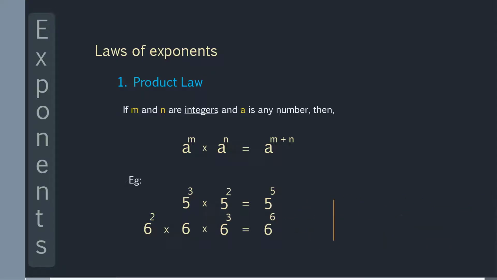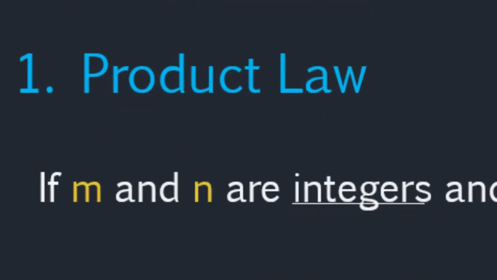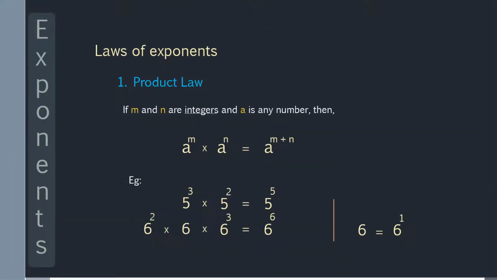6 square into 6 raised to 3 is equal to 6 raised to 6. Remember, 6 is the same as 6 raised to 1. Any number raised to 1 is the same as the number itself. In the definition, why do we use the terms m and n as integers? We will see it shortly.